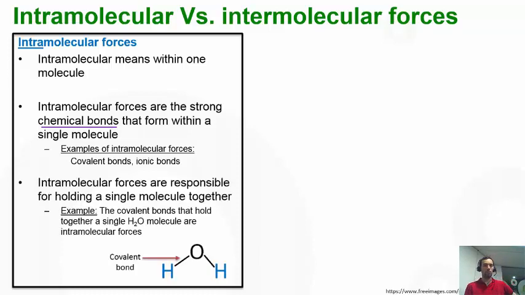Here we can see an example of the covalent bonds that are holding together the water molecule. We've got two covalent bonds represented by these two black lines attaching the oxygen to the two hydrogens. As well as being called covalent bonds, we can call these intramolecular forces because they're the forces within one molecule that's holding it together.